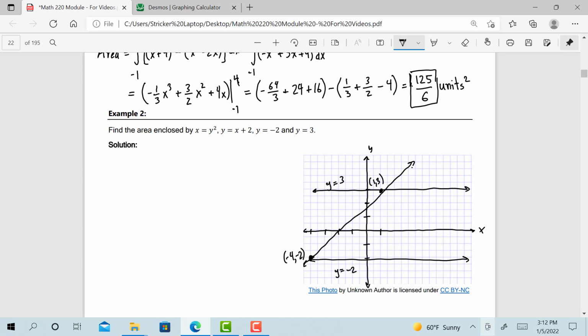And then we had our other curve, that kind of sideways parabola, x equals y squared. It had a vertex at (0, 0), and then it went all the way out to (9, 3). Let's just say it's somewhere out here. That was at (9, 3). Then we had another point at (4, 2), (4, -2), excuse me. (4, -2). So this kind of looks something like this.